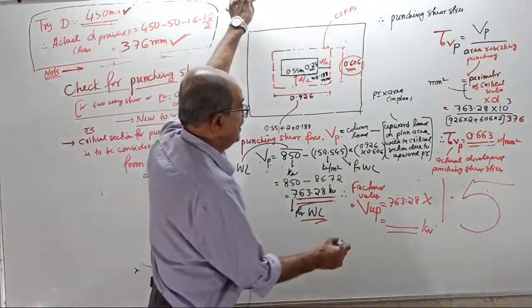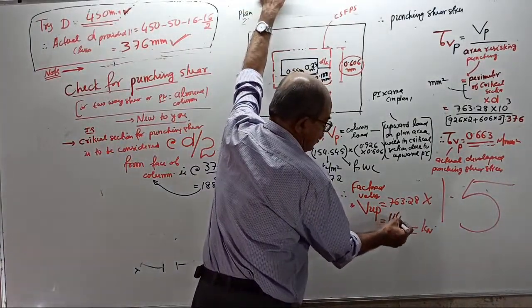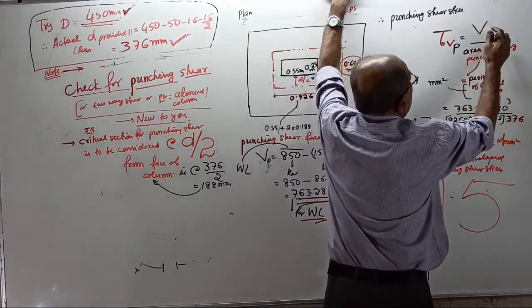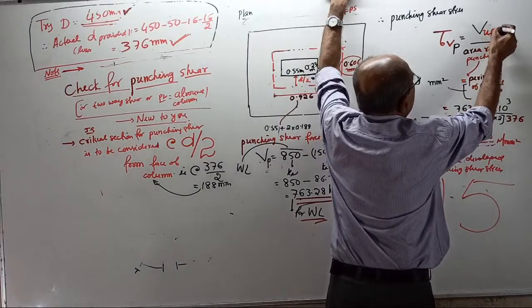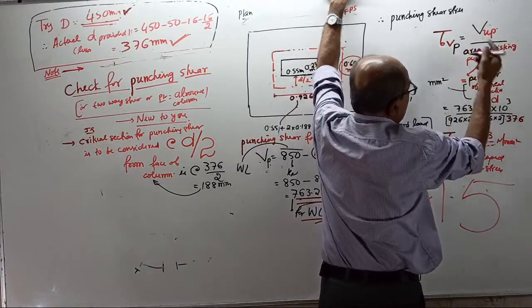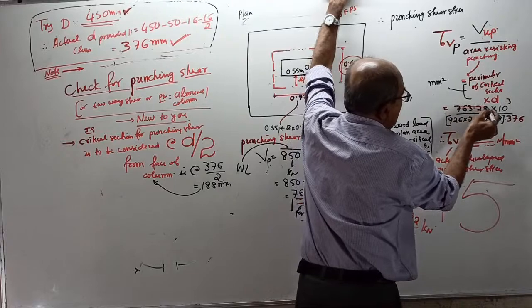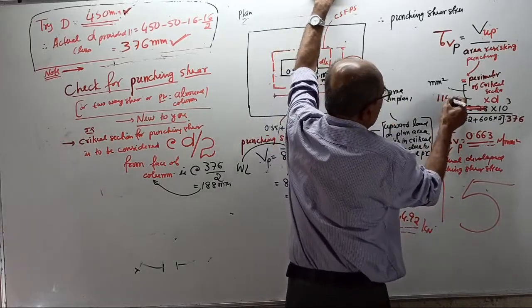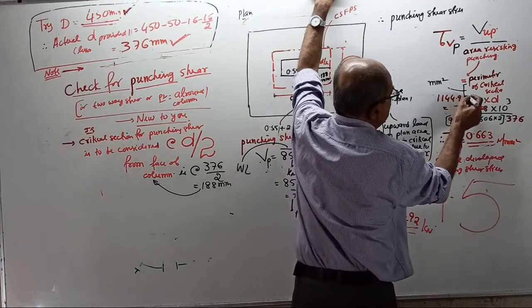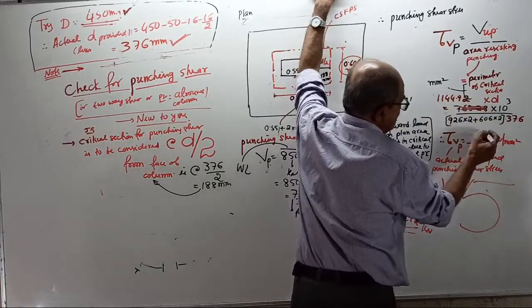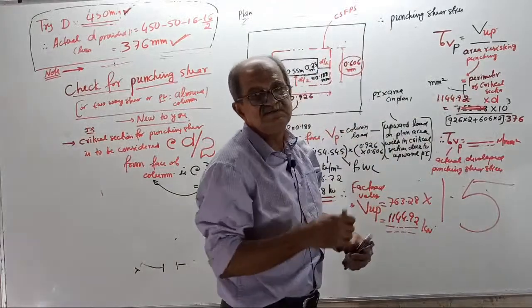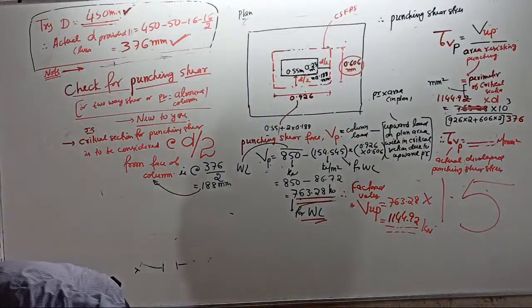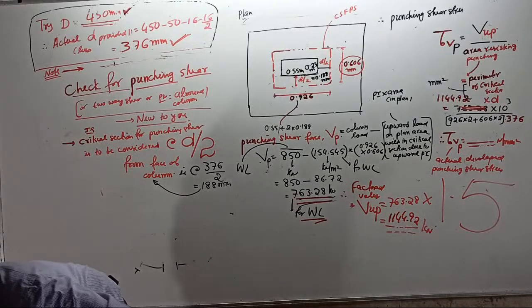1144.92. Therefore, the formula is not VP, it is VUP. Tau is tau only. So, if you made a mistake here, correct it. 1144.92. Now tell the answer. 0.663 is wrong. Tell the answer. 0.663 is wrong. Now tell the answer.